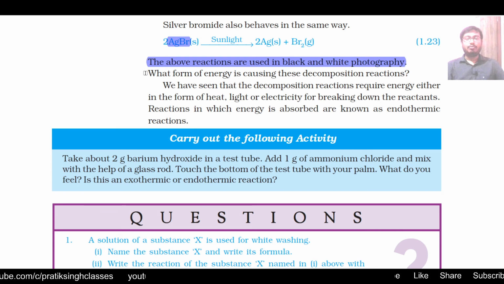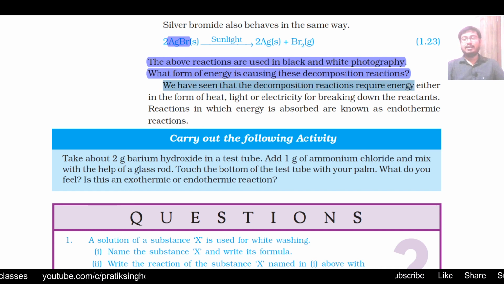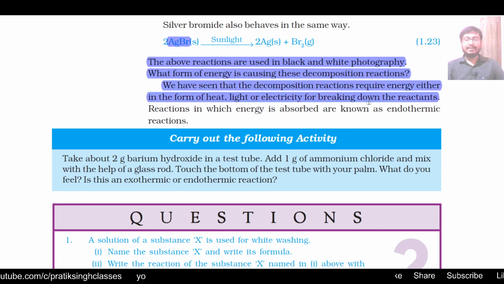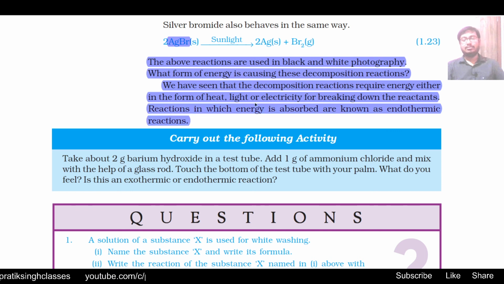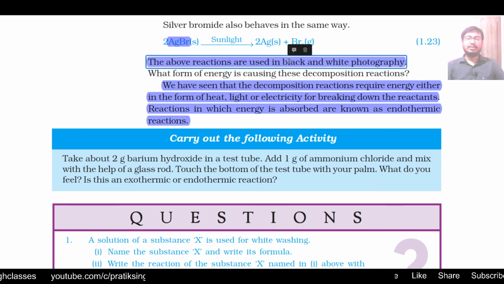What form of energy is causing these decomposition reactions? It is the heat energy, and also the light energy. We have seen the decomposition reactions require energy either in the form of heat, light or electricity for breaking down the reactants. Reactions in which energy is absorbed are known as endothermic reactions.